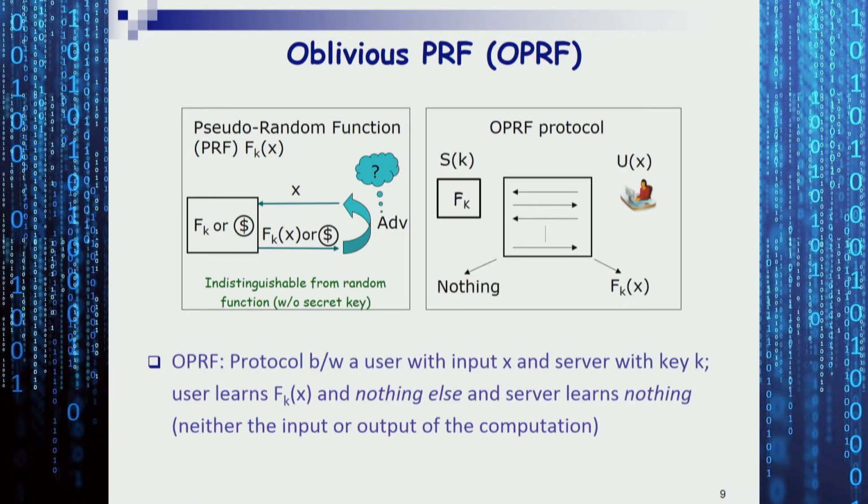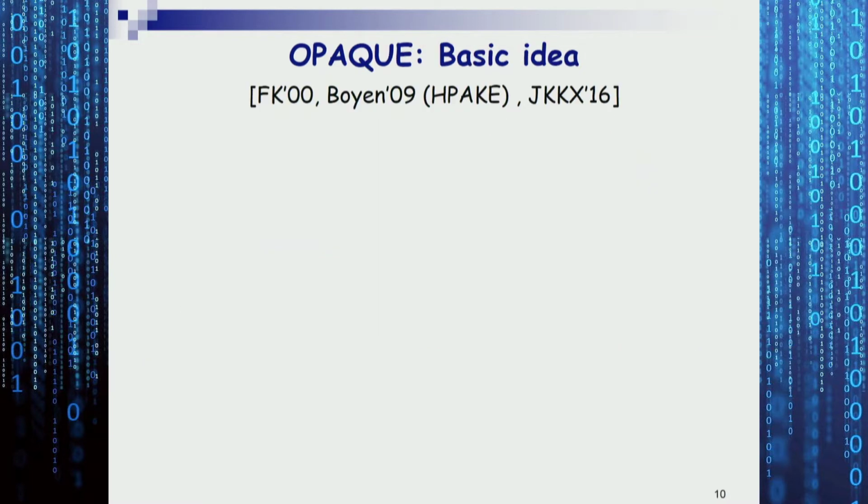An oblivious PRF is a PRF that, in addition, has a protocol that a user can run with the server, where the user has an input, the server has a key. At the end of the protocol, the user learns the output of the function on its input without the server learning anything, meaning nothing about the input of the function or nothing about the output of the function. Okay? So with this beautiful crypto primitive, we can now build OPAQUE.